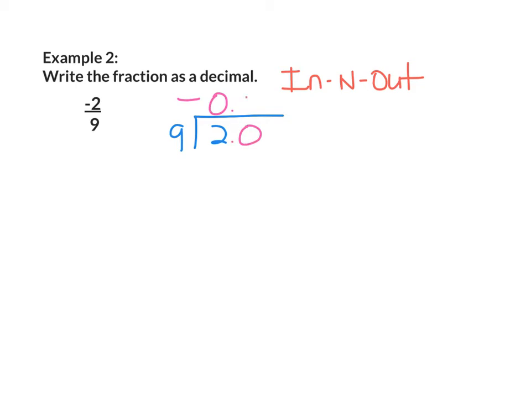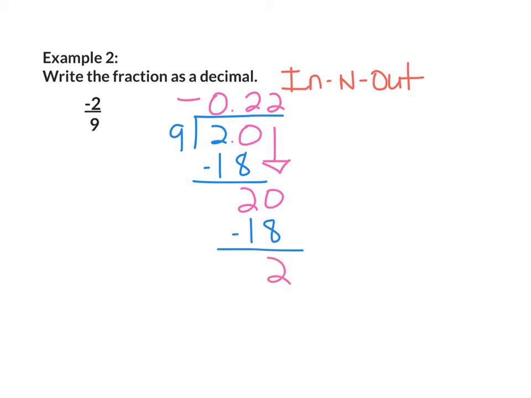9 can go into 20, 2 times. 9 times 2 is 18. 20 minus 18 gives me 2. I'm going to bring down another 0. 9 can go into 20, 2 times. 9 times 2 gives me 18. 20 minus 18 gives me 2. I'm noticing that this is going to repeat. It's going to go on forever. So my answer is going to be -0.22 repeated.